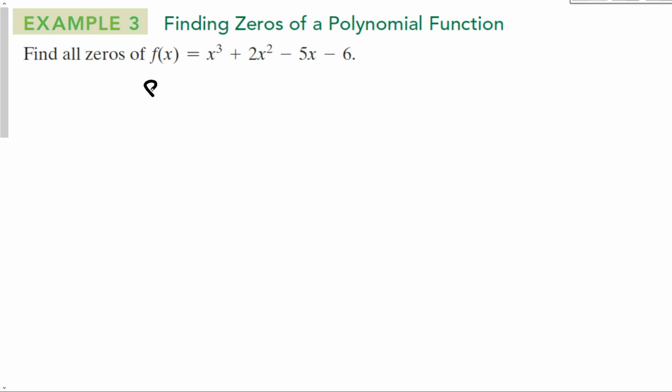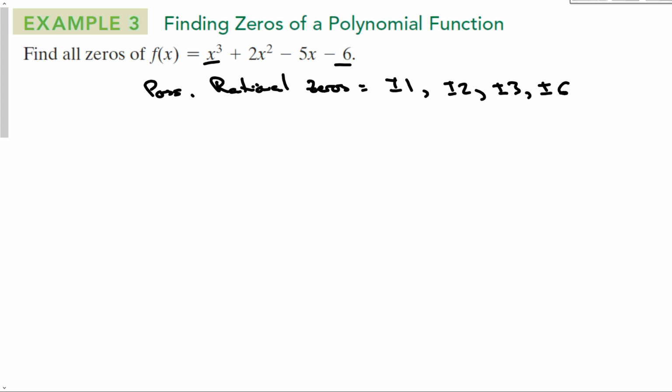So my possible rational zeros are going to be the factors of 6 divided by the factors of 1. So that's plus or minus 1, plus or minus 2, plus or minus 3, plus or minus 6. So one of those 8 factors, right? Positive 1, negative 1. One of those 8 factors should work, okay?